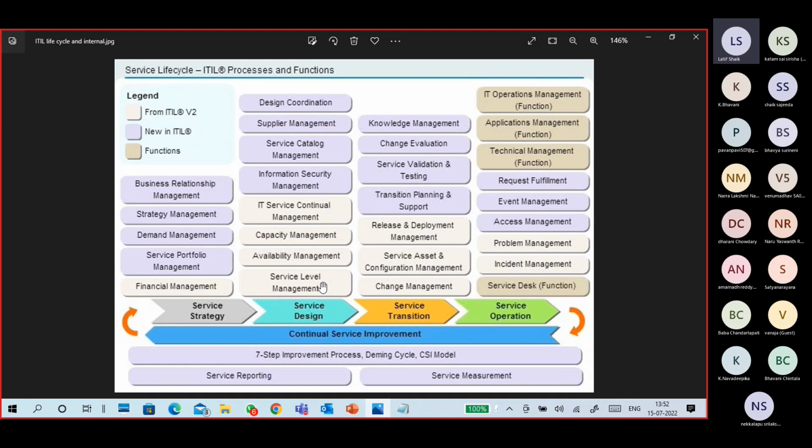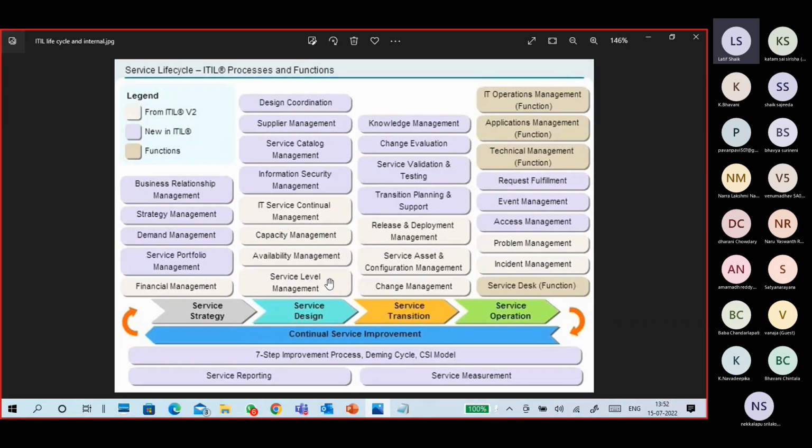Service level management is always talking about service level agreements: how to provide a service, the quality of the service, on time, how to respond, what services you have agreed to provide, and you must provide them. That is service level management. I haven't covered SLA and OLA yet. If possible, I will talk about it in the next class.